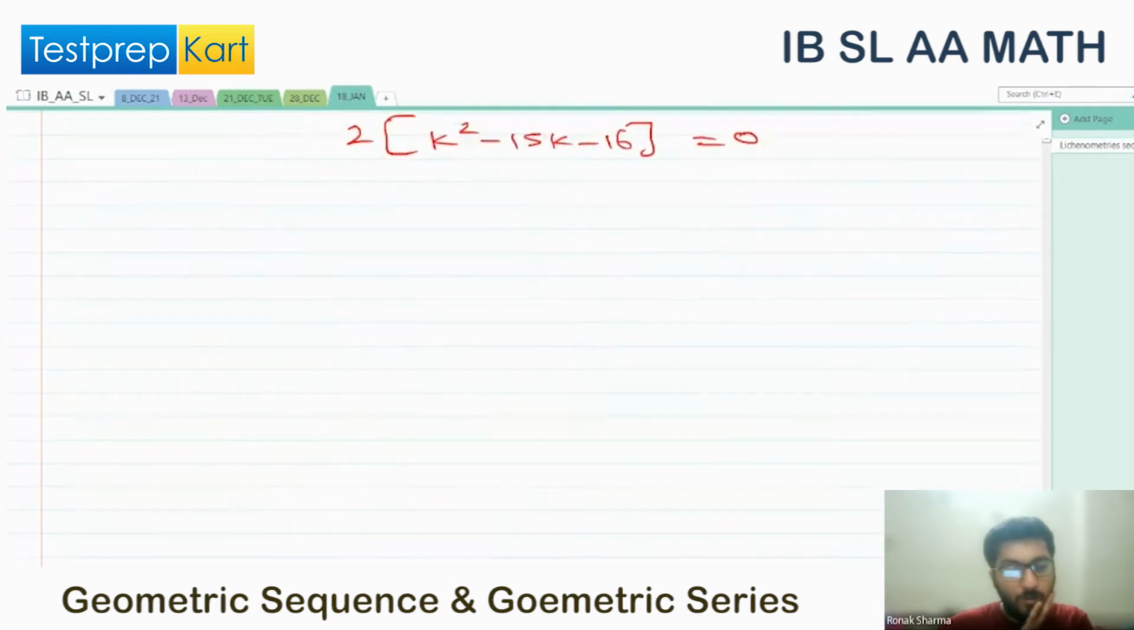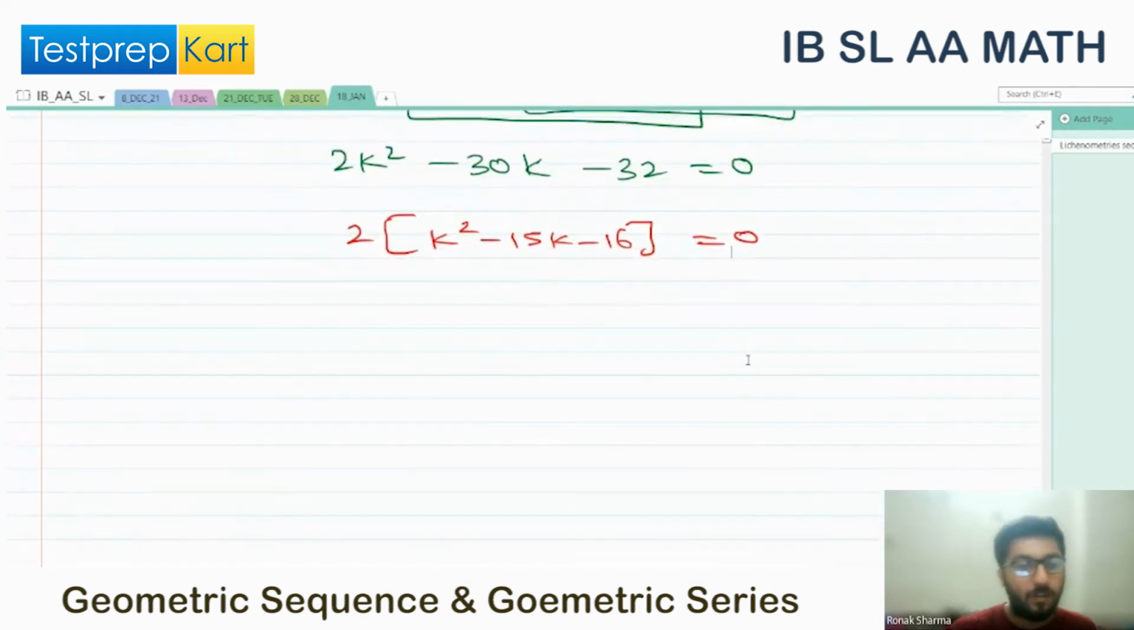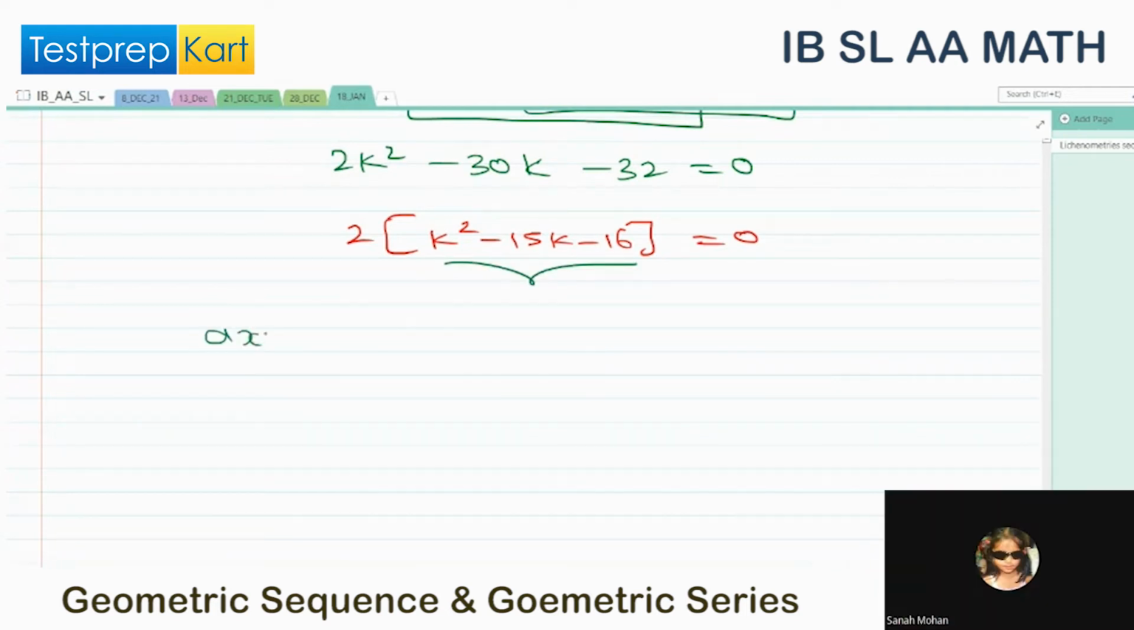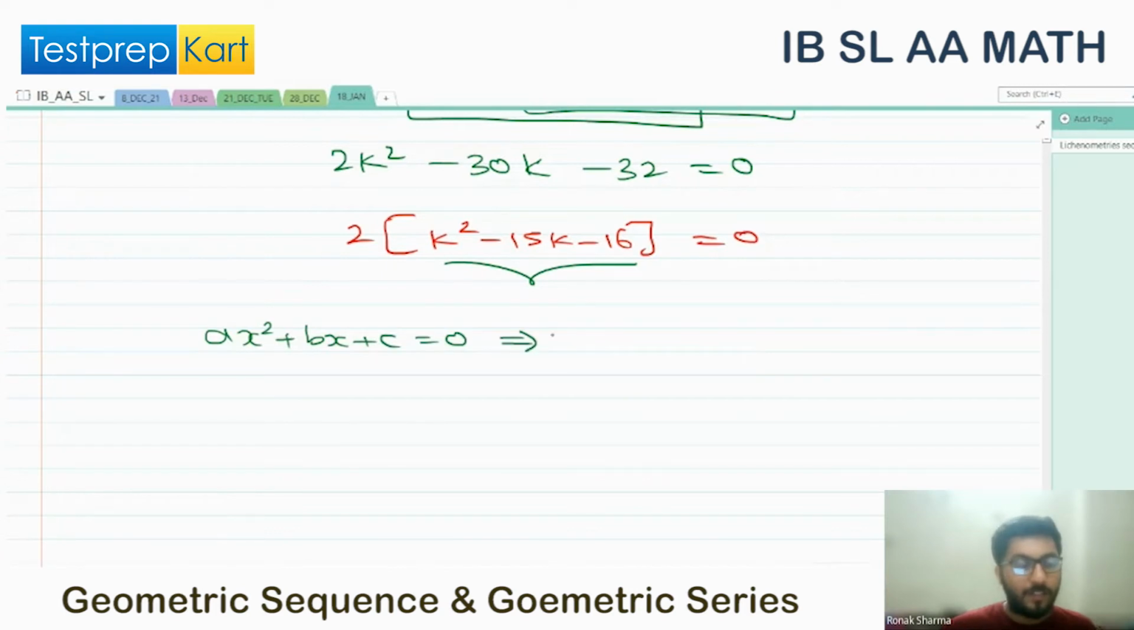You know how to find the solution for a quadratic using either factorization, or you can directly calculate x equals minus b plus minus square root of b square minus 4ac, divided by 2a.